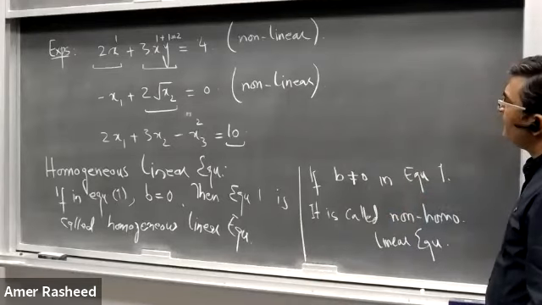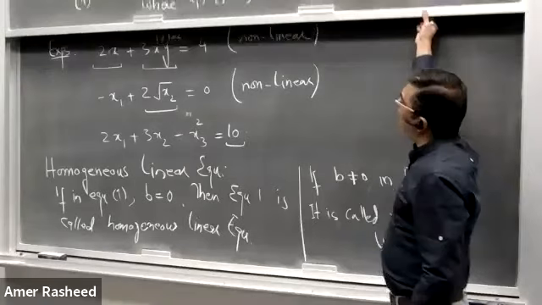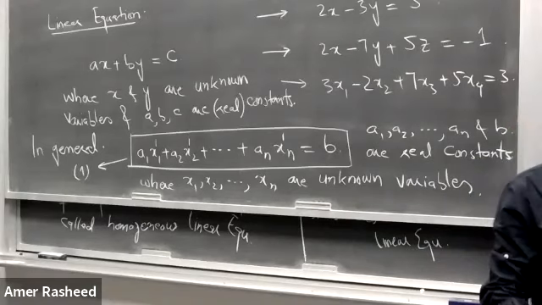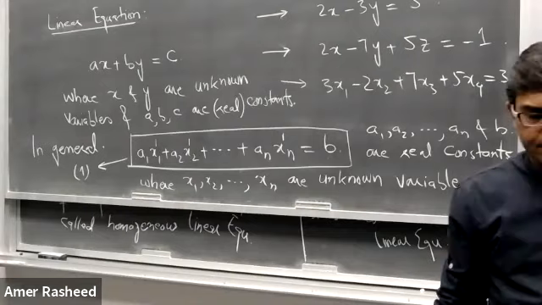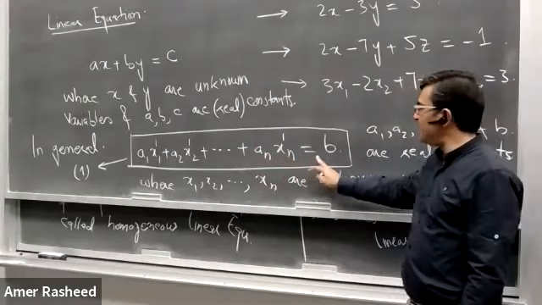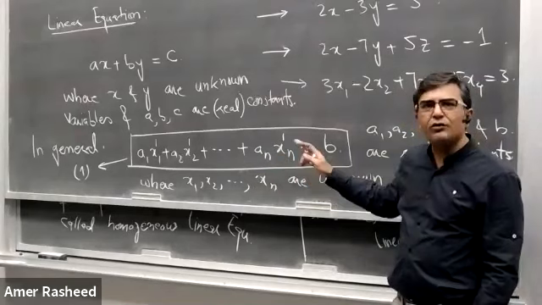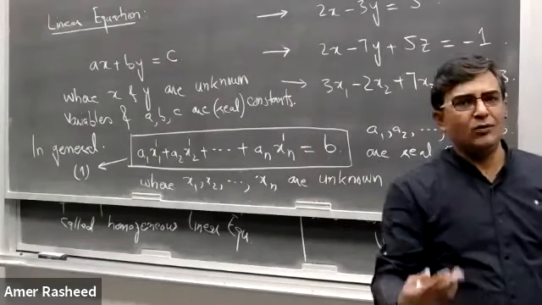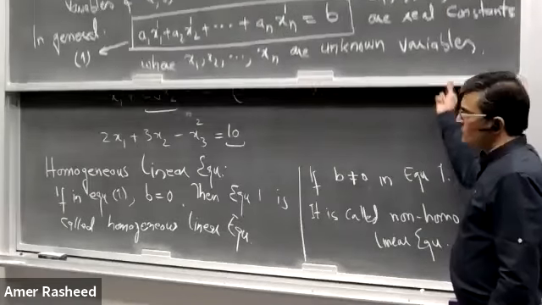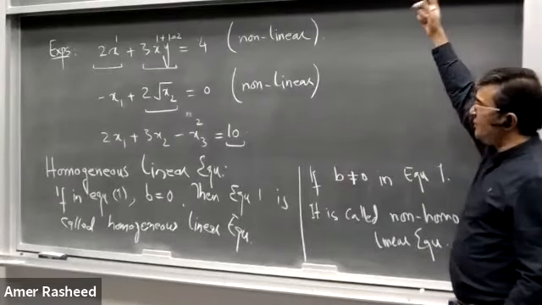Sir, can you show equation 1 again? This one. Right, a1x1 plus a2x2 and so on to anxn is equal to some constant b. Okay, sir, thank you. If this right hand side is 0, then we call it homogeneous. If the right hand side is non-zero, then we call it a non-homogeneous linear equation. Any other confusion? Any other question?